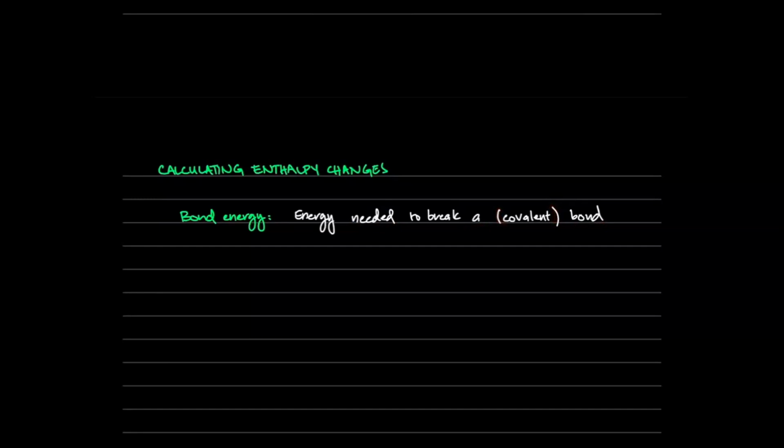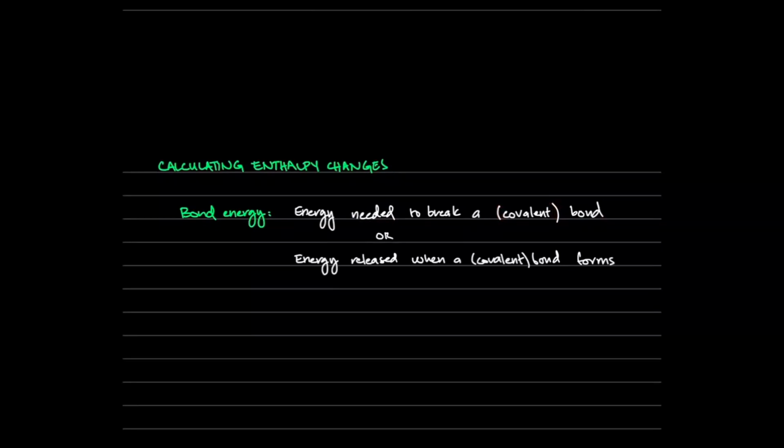All right. Or we can also define it alternatively. We can say it is the energy released when a bond forms. And again, specifically, we're talking about covalent bonds. The energy released when a covalent bond forms. Or you can just say the energy released when a bond forms. But again, we're going to be talking specifically about covalent bonds.